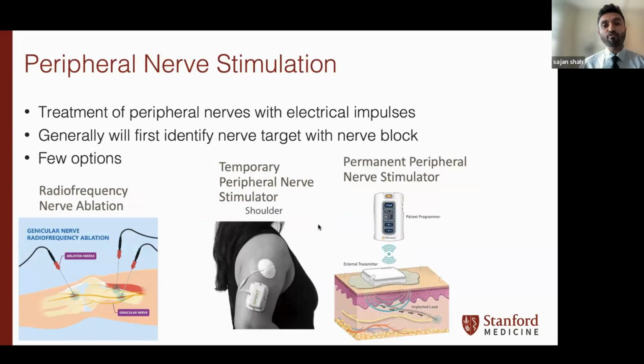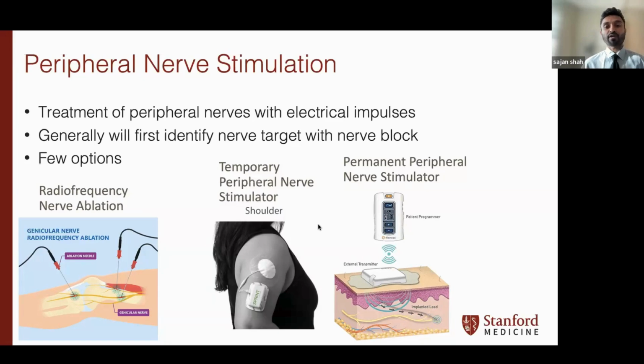Now let's talk about peripheral nerve stimulators. These enact change at the level of peripheral nerves. This technique is most helpful when there is a distinct peripheral nerve distribution. There are many different options within this category. We have radiofrequency ablation, which is a one-time spot treatment of a peripheral nerve with electrical impulses.